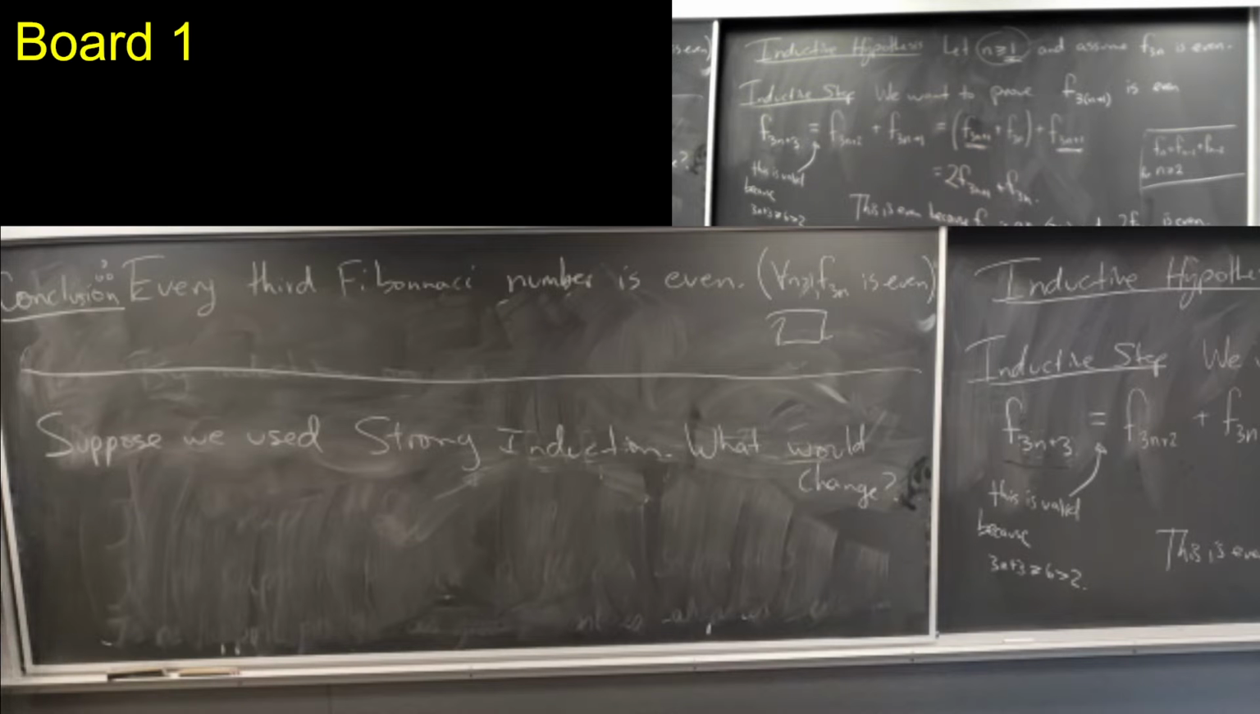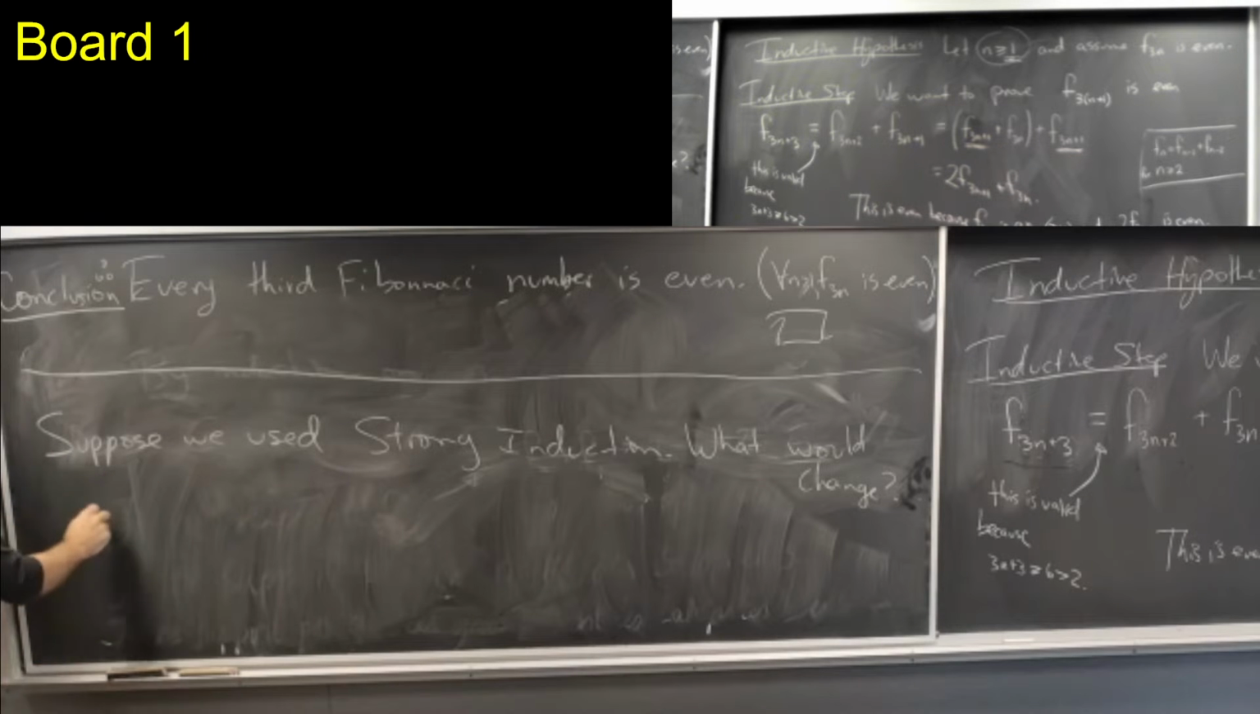Sometimes when you do strong induction, the base case will change. Actually, you could change the base case to do, okay, f of 3 is even, f of 6 is even, f of 9 is even. You could do a whole bunch of cases. That wouldn't have to change, though. You could still get away with the same basis for this one. So the main thing that changes when you go from weak induction to strong induction, the biggest change that always happens, is the inductive hypothesis changes.